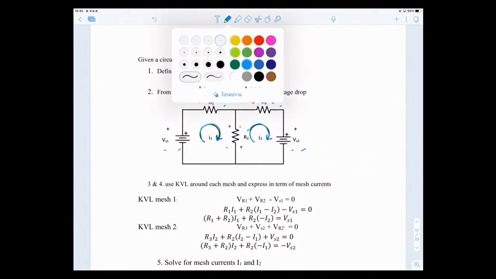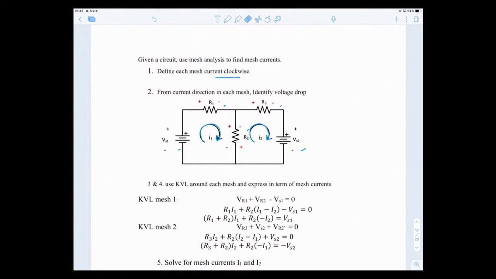Let me take the blue one out first. I'm in the blue mesh. Current I1 goes like this, and it enters R1, so you have plus minus VR1 like this. Then with this blue color, I1 goes to R2, so I give you plus minus VR2 like this. Then it says write KVL for mesh I1.